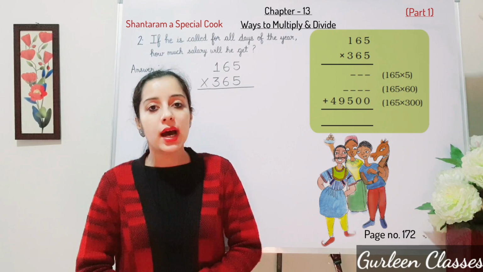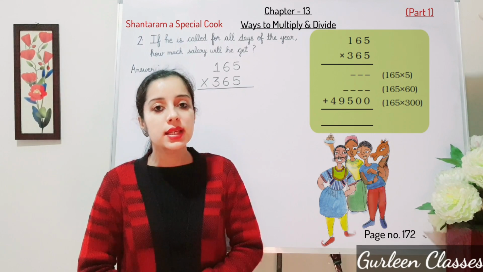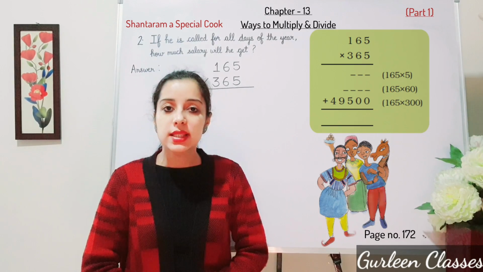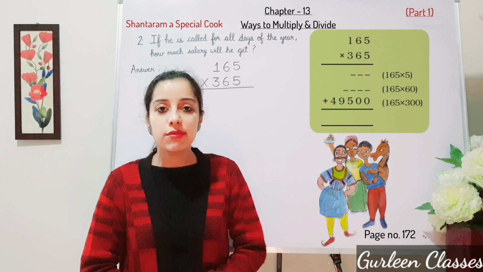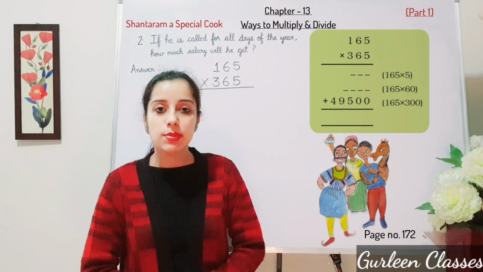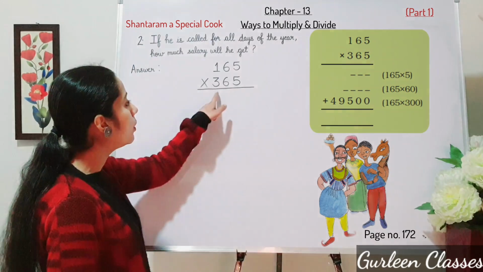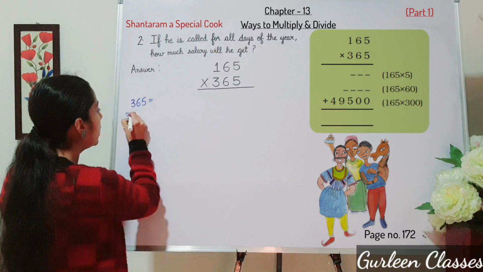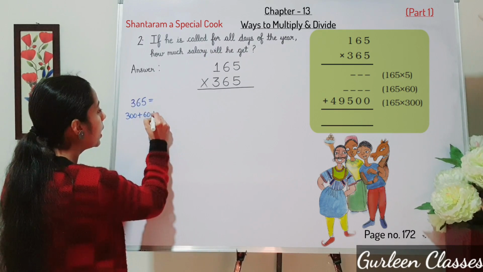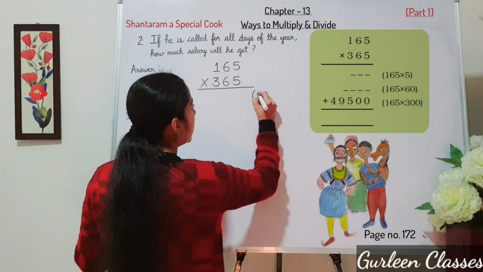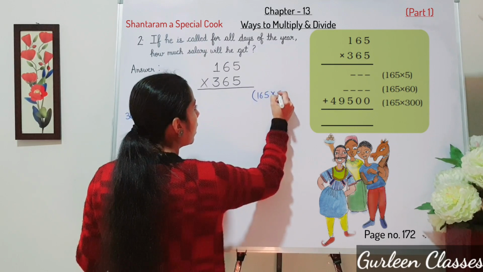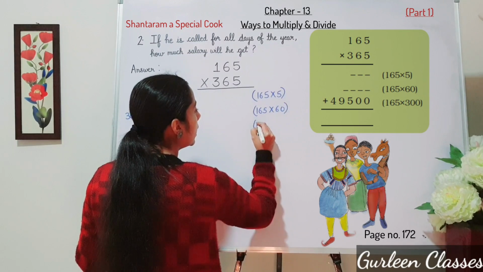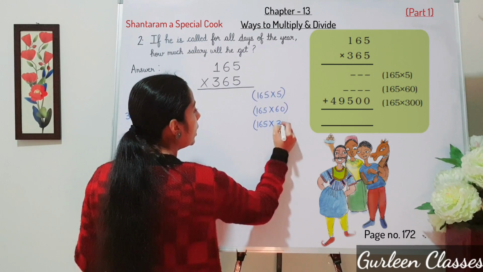Second question, if the cook is called for all days of the year, how much salary will he get? So students, we know that 1 year is equal to how many days? 365 days. And the cook was getting for 1 day how much salary? Rupees 165. So we will multiply 165 by 365 by using Bella's method. So let us do the expanded form of 365. The expanded form of 365 is 300 plus 60 plus 5. So first we will multiply 165 by 5. Then 165 into 60. Then 165 into 300.